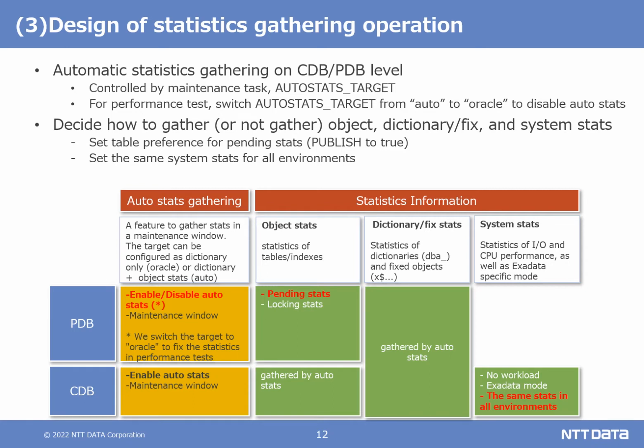I would like to mention one more thing. In the performance test phase, we had to stop AutoStats gathering so as to avoid statistics being changed during the test. For this purpose, we switched the AutoStats target from AUTO to ORACLE at the PDB level. It was very useful because it only stops gathering object stats in the PDB, and other statistics can be collected as usual.